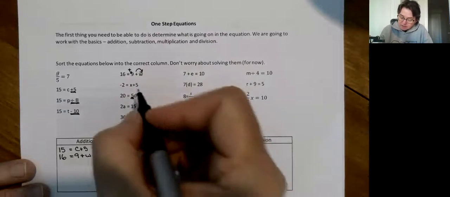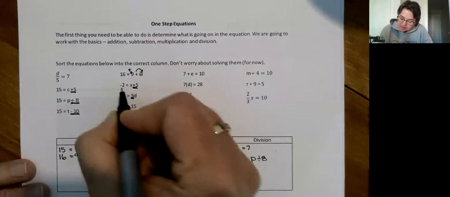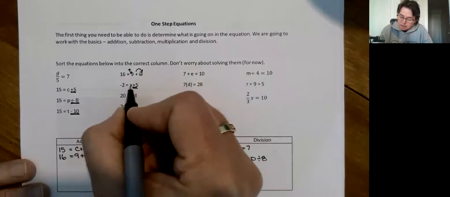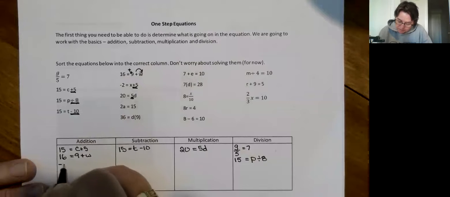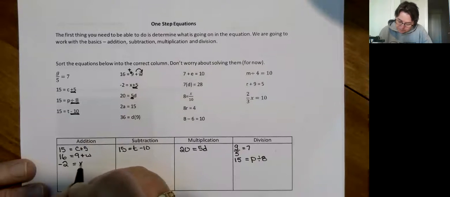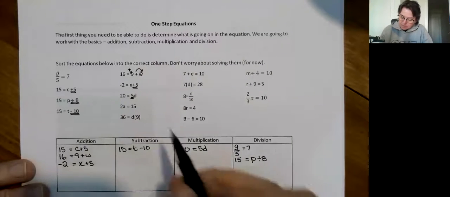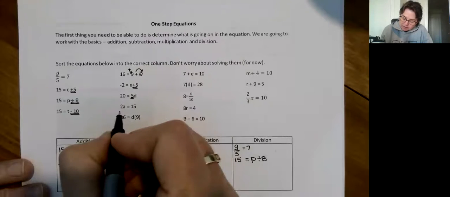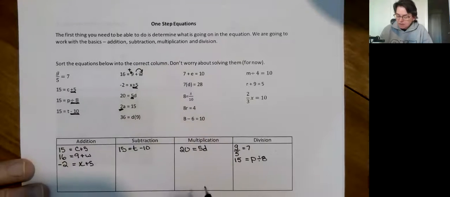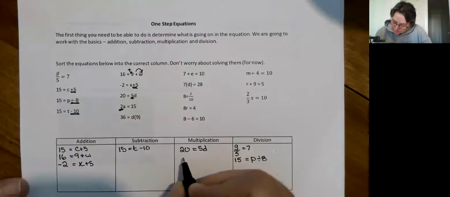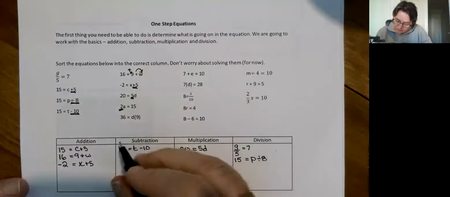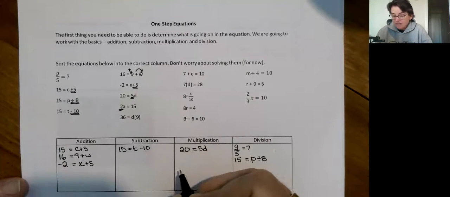Minus 2 is equal to X plus 5. I don't care about what's going over here. I want to know what's beside my variable, and it's a plus 5, so I've got another addition one. Already did that one. Oh, and look, there's another one similar to it. So when a coefficient and a variable are side by side, that implies multiplication. So that means 2 times A is 15, and we would just say 2A is 15.